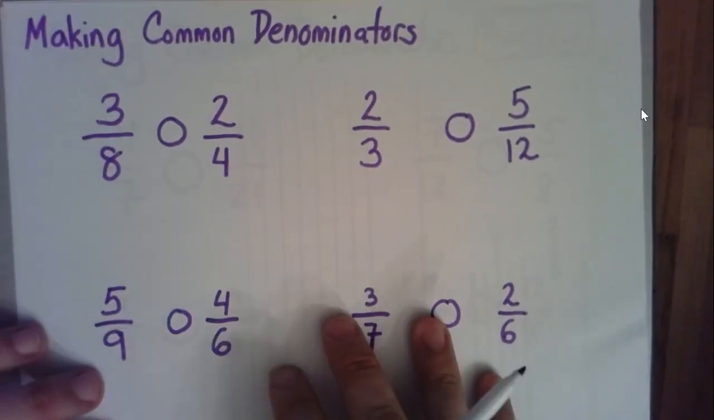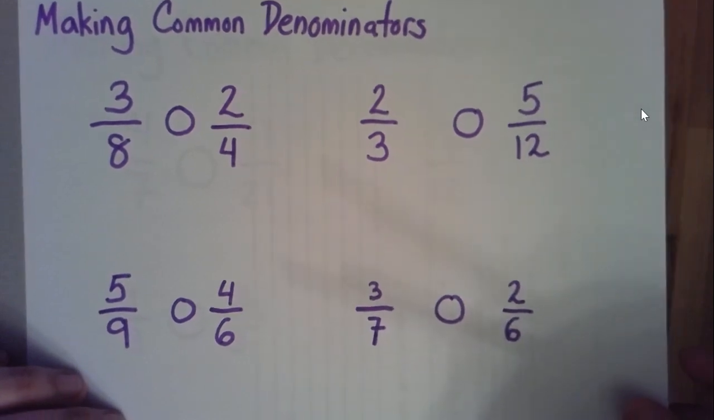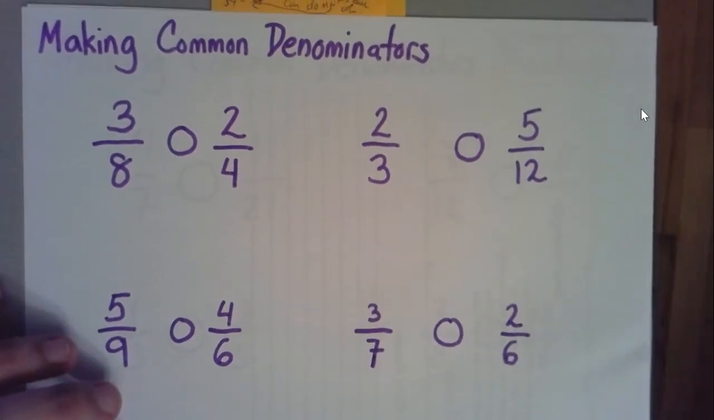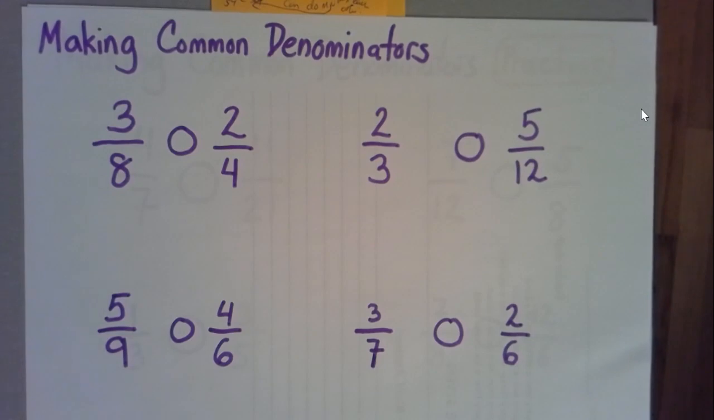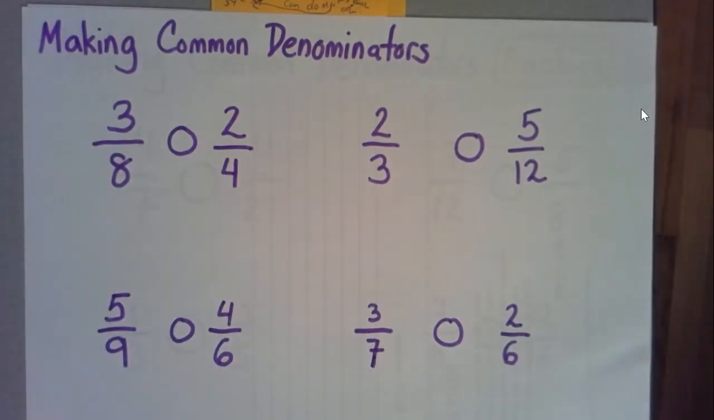So let's look at what happens when you don't have common denominators. And let's look at some strategies that you can use to figure that part out. I have 3/8 and 2/4. My goodness, I can't compare those. They don't have common denominators yet.